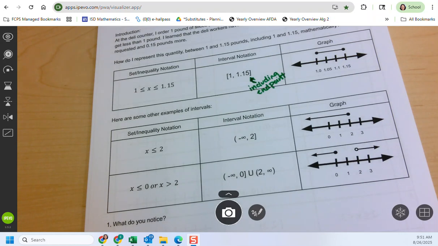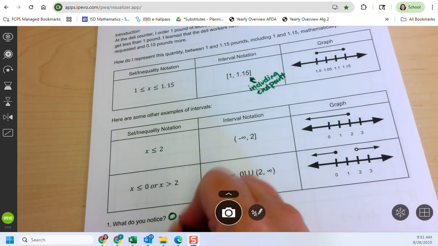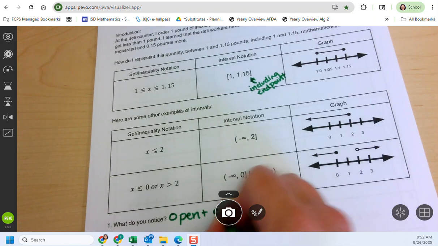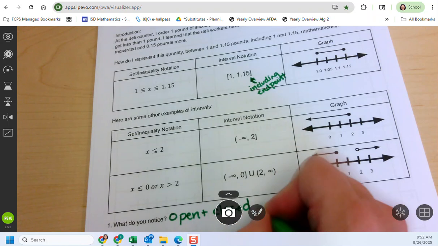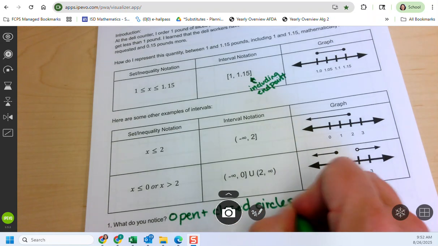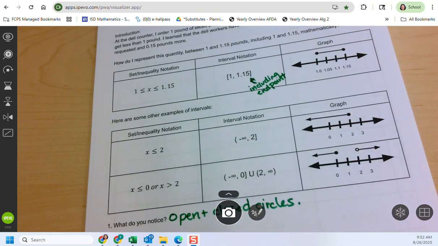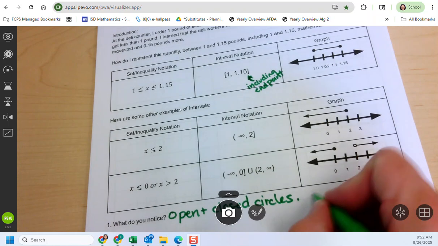One thing I noticed, they are using open and closed circles on the graph. So those must mean different things. Excellent. All right, by the flag. I noticed that they use the points for the numbers and then the arrows to go to infinity. Excellent.